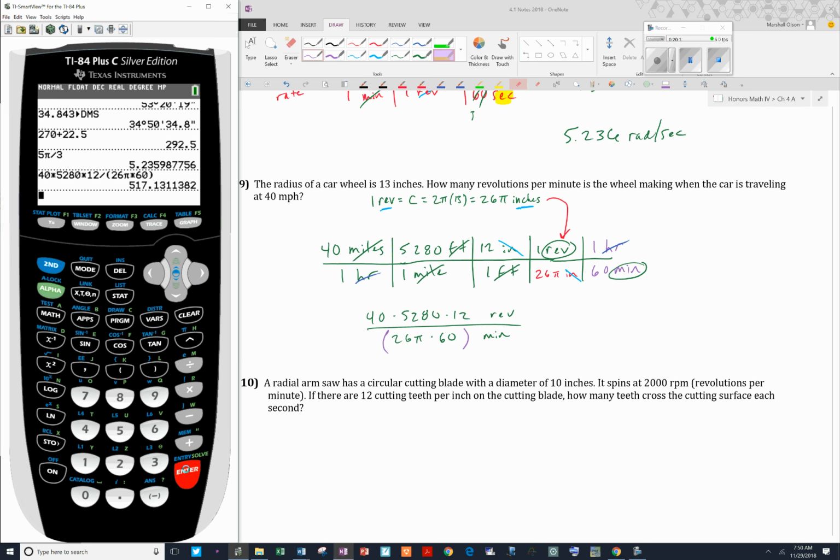We should get about 517.13 revolutions per minute. Good?